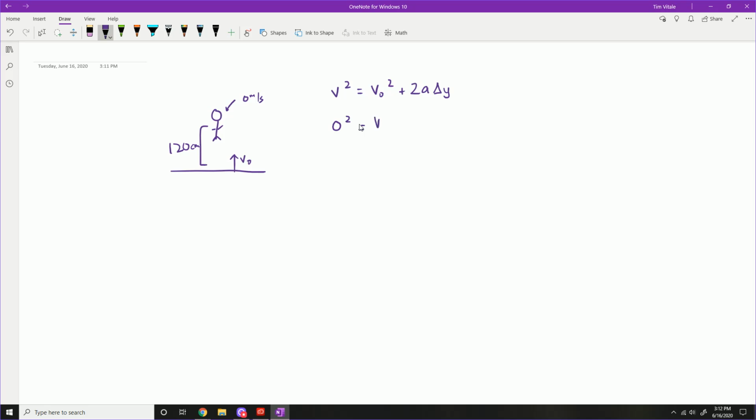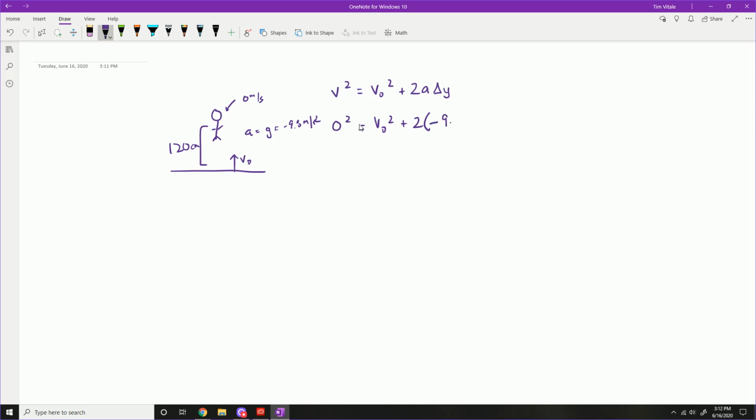And the initial velocity is actually what we're looking for. And then we have 2 times the acceleration. The acceleration during this time is going to be the acceleration due to gravity, which is negative 9.8 meters per second squared. It's negative because it's pointing in the negative direction, which is downwards.